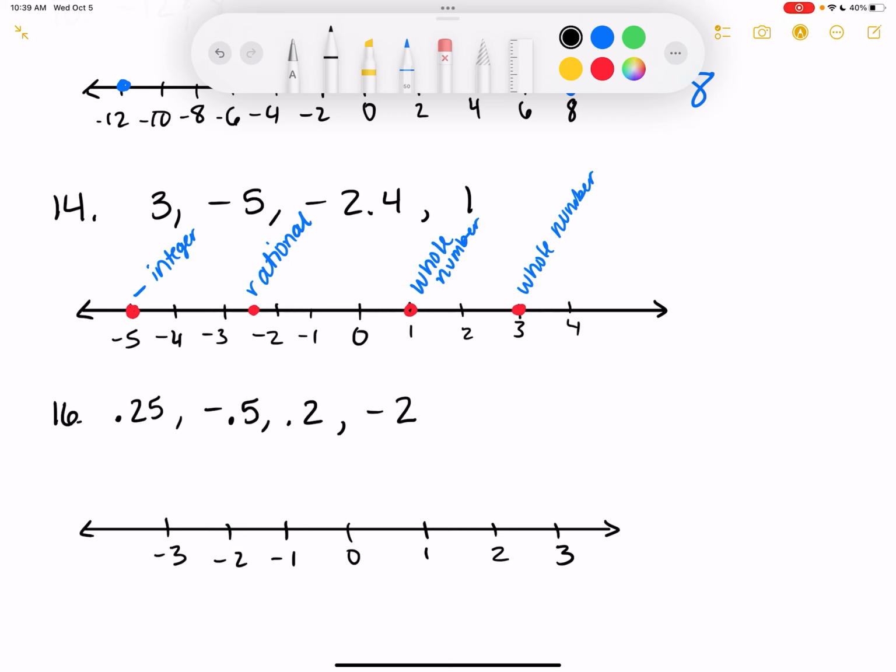All right, so where does the 0.25 go? In the middle of 1 and 0. Yep. So it's going to be right there. What about minus 0.5? Between the negative 1 and 0. It's going to be right here. How about 0.2? Is it going to the left or the right of 0.25? To the right.